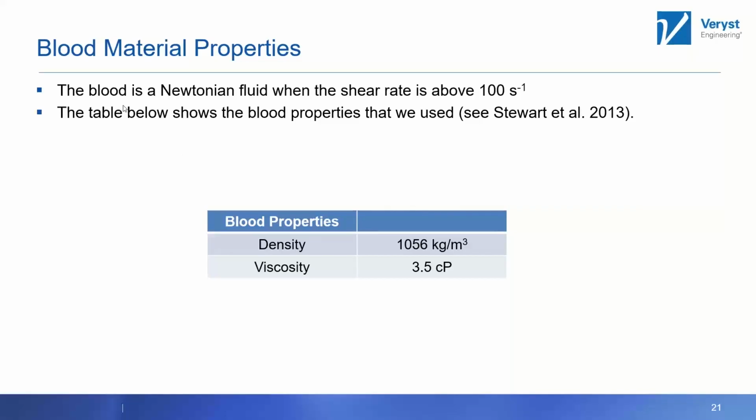For the blood model, I assume it's a non-Newtonian fluid because its shear stress is high, the density is close to the density of water, and the viscosity is 3.5 centipoise.